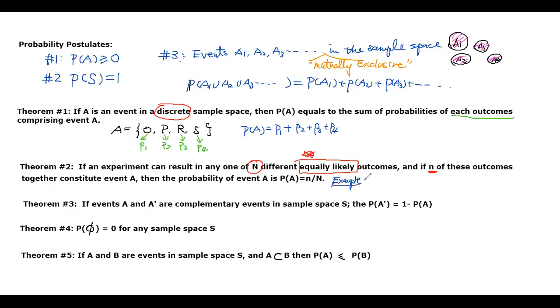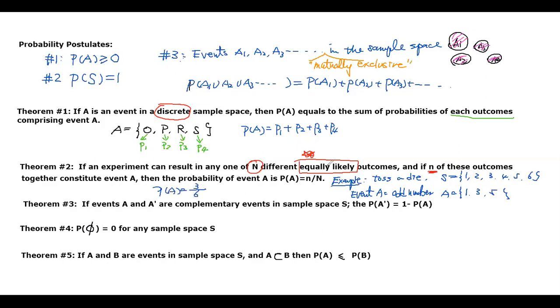This one is easy to understand. For example, if I toss a balanced die, and I should say balanced, which means equal, then the sample space is 1, 2, 3, 4, 5, 6. Because this is a balanced die, each element in the sample space has an equal chance to happen. Now, if I define event A as getting an odd number, then A will be 1, 3, 5. Based on this definition, the probability of A is 3/6.